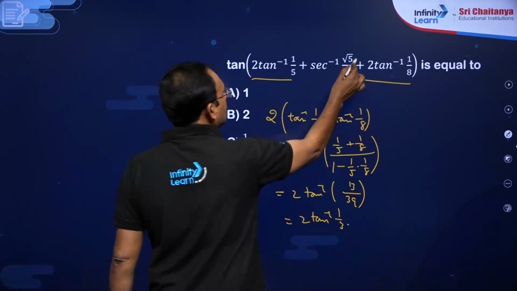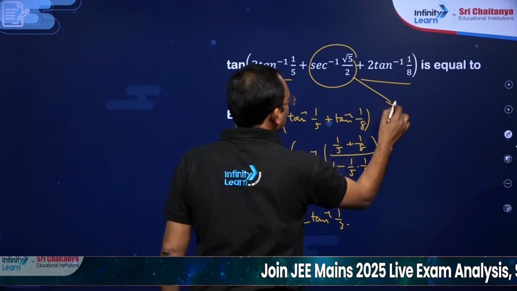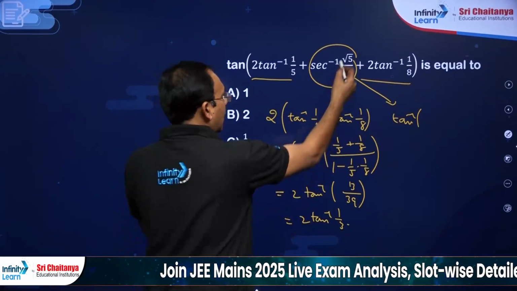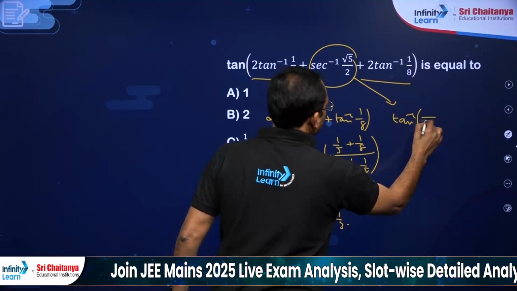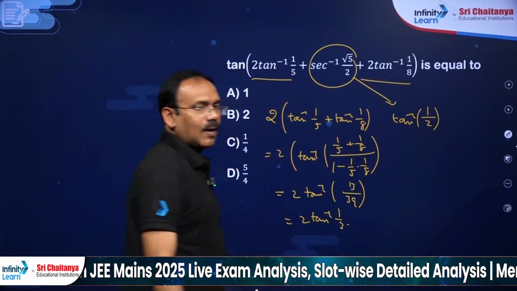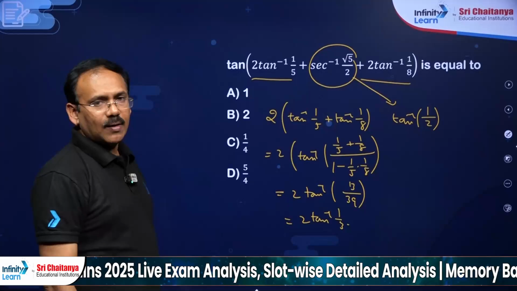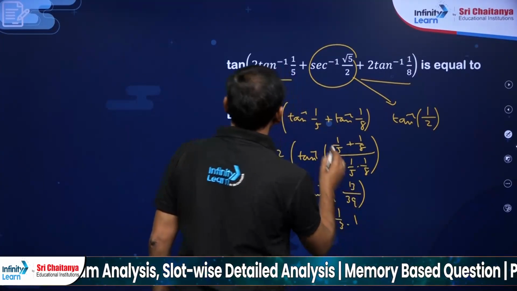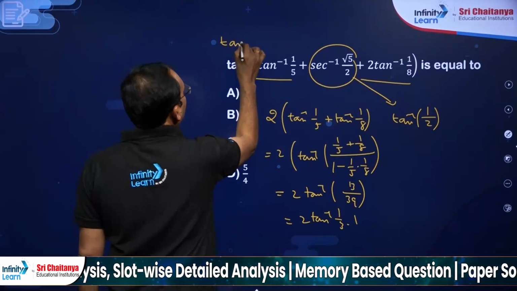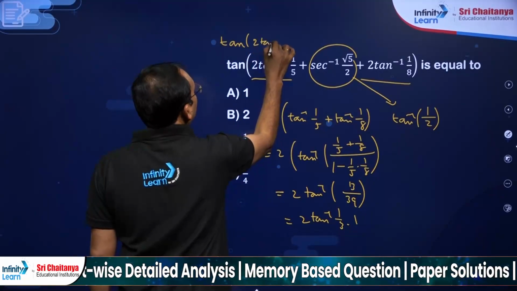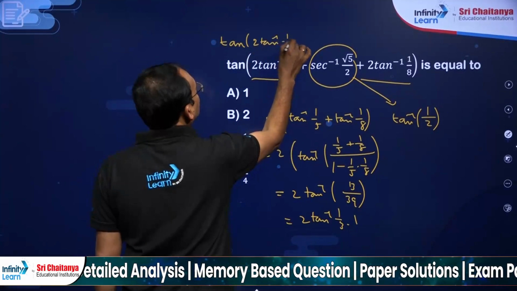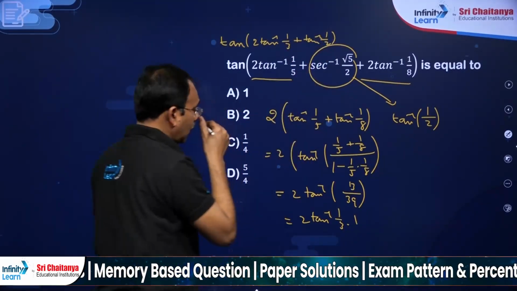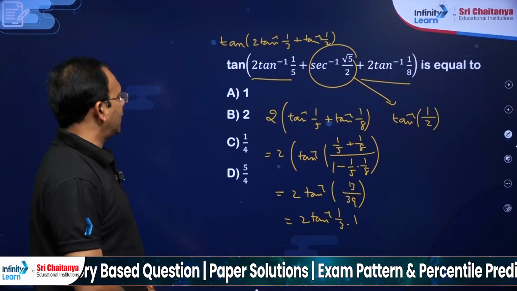And this is secant inverse root 5 by 2 also. If possible, you try to write in terms of tan. This is hypotenuse by adjacent side. Adjacent side is 1 and opposite side is 1 by 2. So, this is tan inverse 1 by 2, my dear friends. So, you can treat the problem like 2 tan inverse 1 by 3 plus tan inverse 1 by 2. Now, you can do it in a couple of ways, my dear friends.